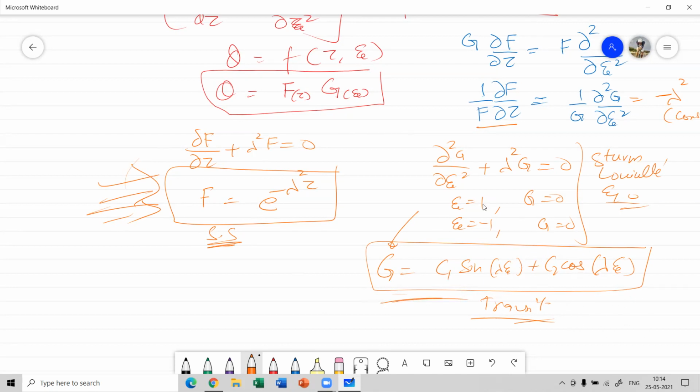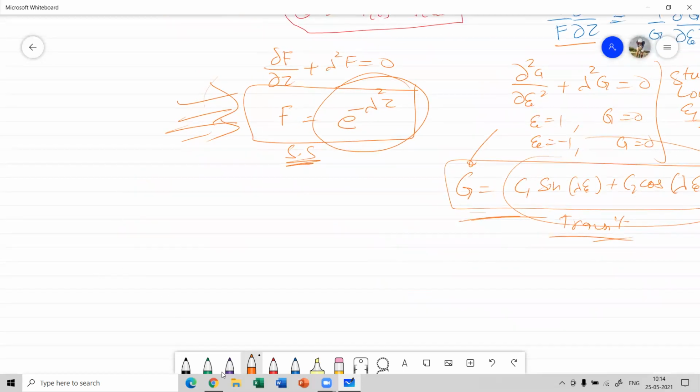As a result, the overall theta will be a function of this term into this particular term. I'll finally write down the entire solution, because you don't need to solve for the transient part every time. Now, depending upon the boundary conditions, g at zeta equal to 0 and zeta minus 1 equal to 0, we'll be able to find the constants over here. Theta comprises the f function and the g function. So finally, the theta which will come out is this.